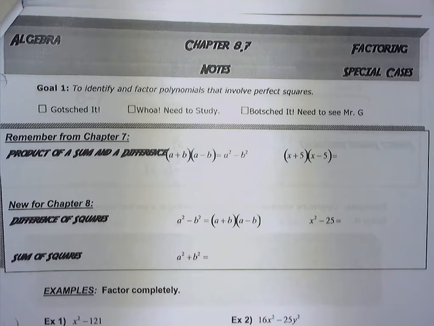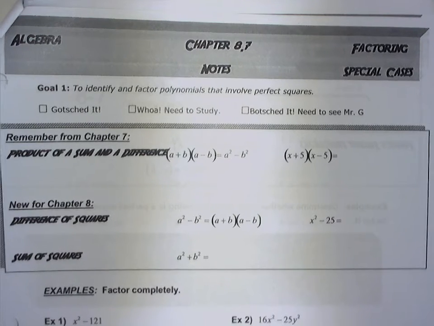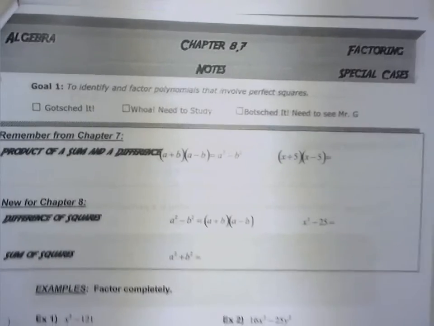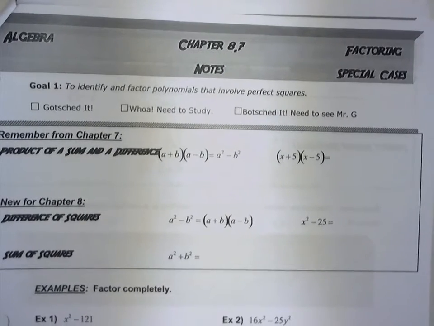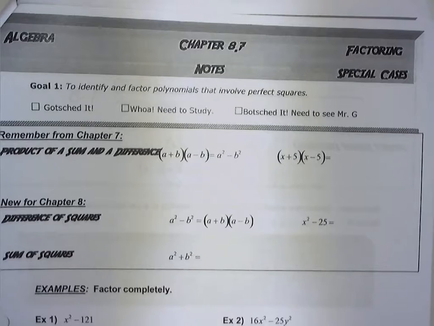Okay. All right, ladies and gentlemen, we got chapter 8.7. We are factoring special cases. The nice thing about this is, guys, this is nothing new. This is stuff that we've done before. This will be super, super duper easy.